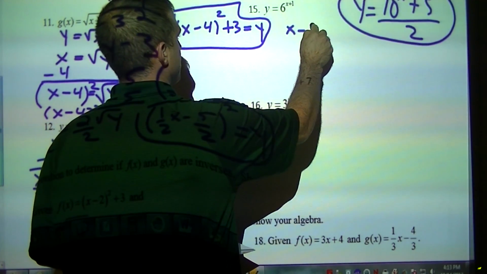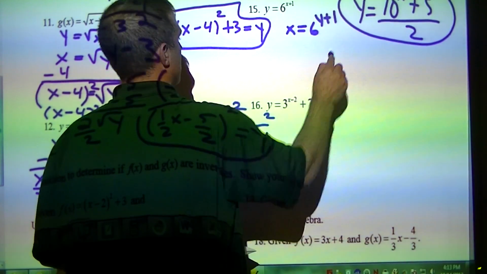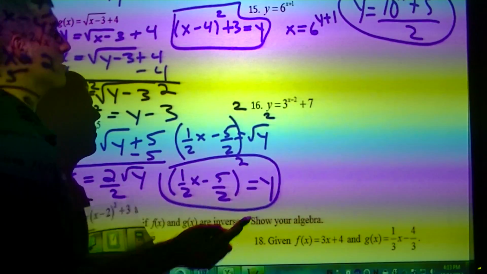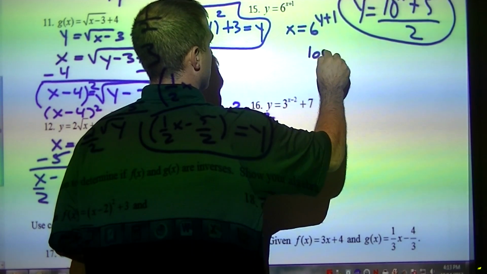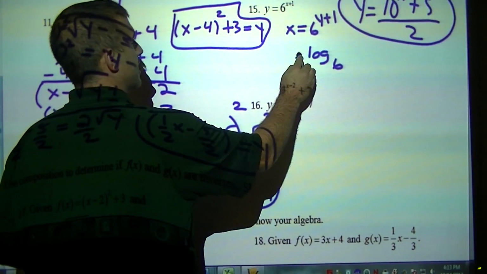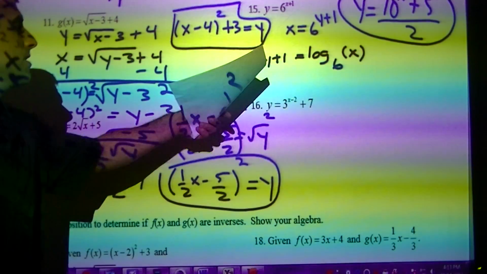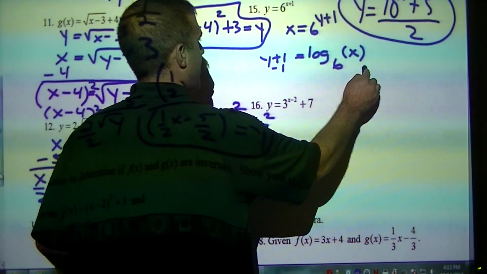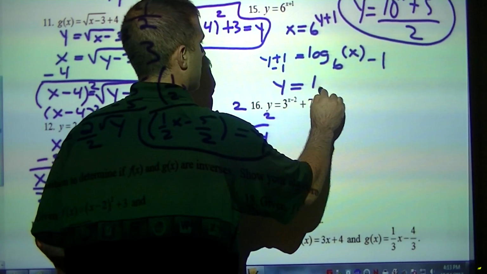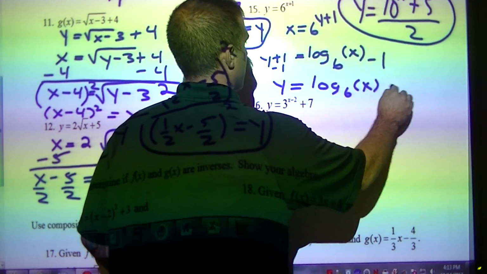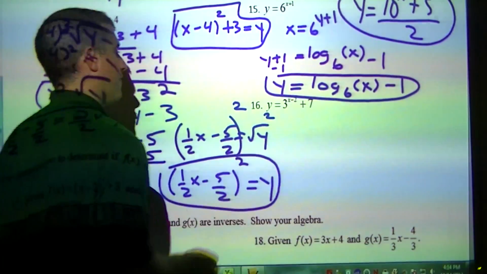All right, I'm going to switch x and y. Okay, I'm going to convert. So it's going to be a log to the base 6. It's no longer going to equal x. It's going to equal y plus 1. The x is going to go next to the log. I'm going to move the 1 over here through subtraction. So what I got is log base 6 of x, minus 1, will give you your final answer.